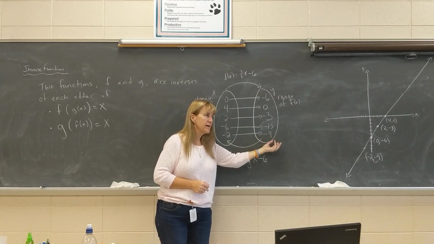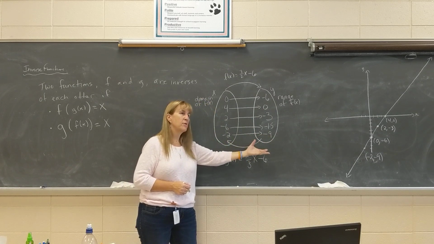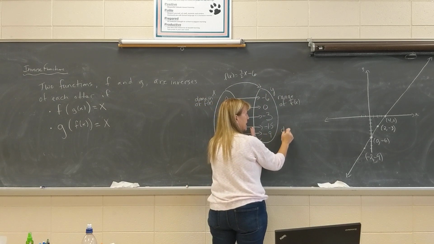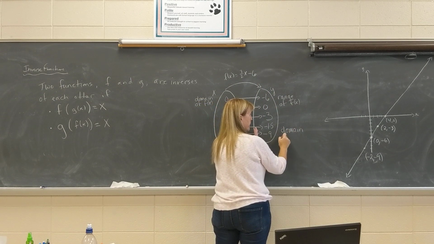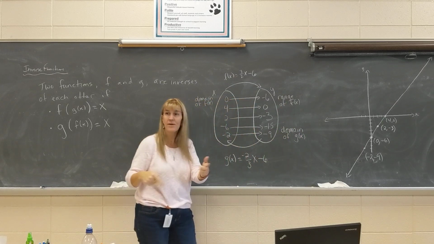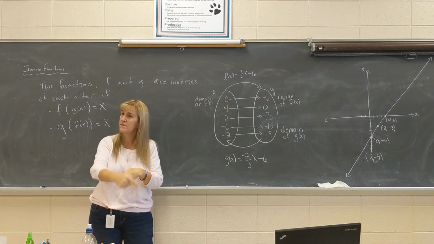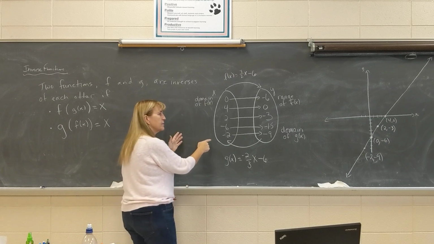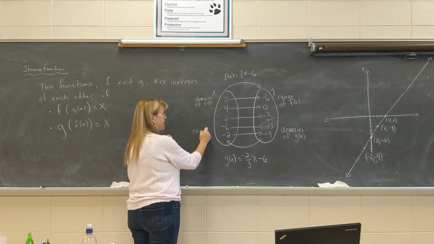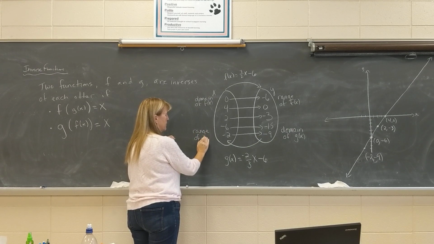So when we're talking about the function g, that's gonna be going backwards, that this whole set now turns into the domain of g of x. It used to be the range of f of x, it's still the range of f of x, but it's now the domain of g of x. And over here would be the range. Range of what? G of x. Range of g of x.